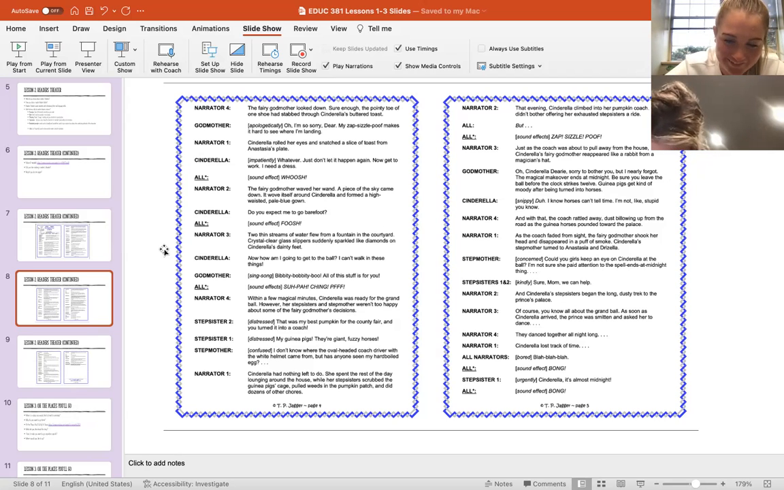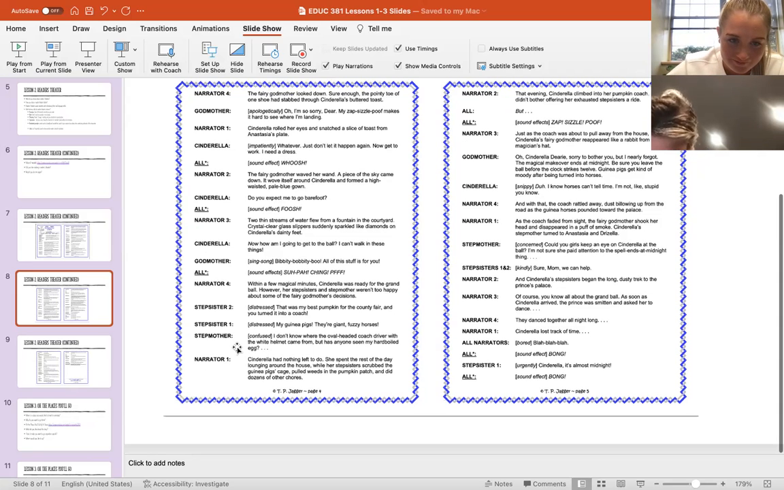Within a few magical minutes, Cinderella was ready for the grand ball. However, her stepsisters and stepmother weren't too happy about some of the fairy godmother's decisions. That was my best pumpkin for the county fair, and you turned it into a coach. My guinea pigs, they fainted. Fuzzy horses. I don't know where the oval-headed coach driver with the white helmet came from, but has anybody seen a hard-boiled egg?